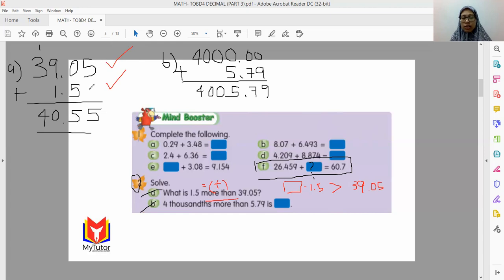As usual, just bring it down. 5 plus 0 is 5, 0 plus 5 is 5. Decimals follow decimals. Then you have 9 here, and 9 plus 1 is 10. Bring 1 up, and then 3 plus 1 is 4, so it becomes 40.55. So 40.55 is the number 1.5 bigger than 39.05.